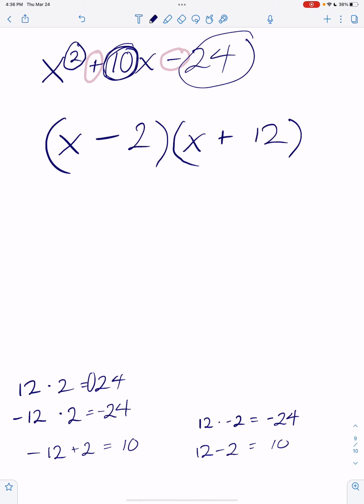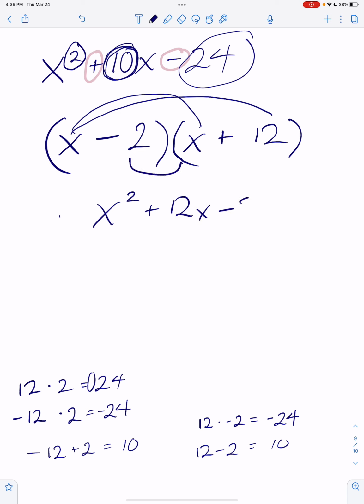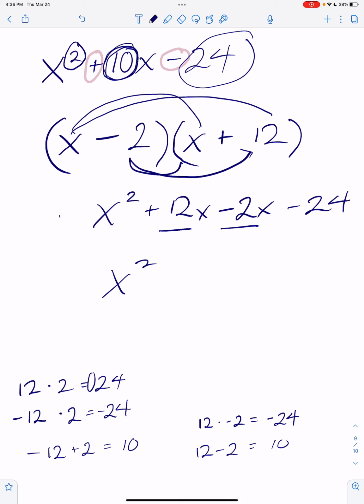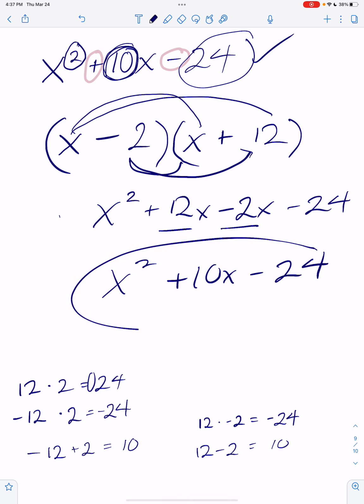See what happens. So we have x times x gives us our x squared. Our x times 12 gives us our positive 12x. Our negative 2 times x becomes negative 2x. Negative 2 times 12 gives us our negative 24. Okay, so now we have x squared, and a positive 12x minus 2x gives us positive 10x, minus 24. And that matches, so we know that we did it right. So that just goes to show that it's critical to pay attention to not only your symbols, but also which order they come in. If you have any questions, you know where to find us.